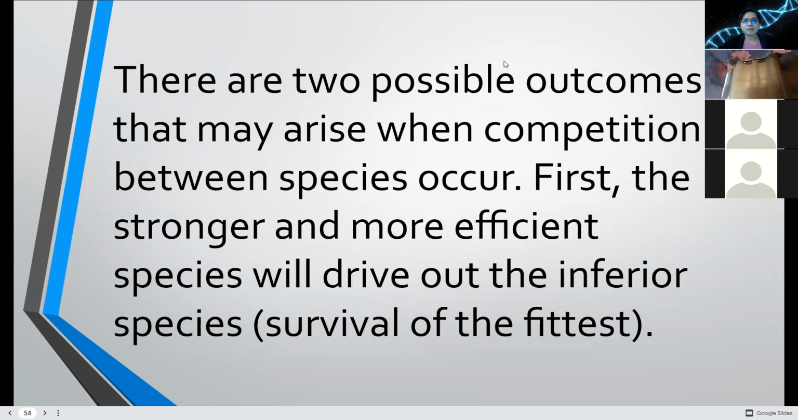There are two possible outcomes that may arise when competition between species occurs. First, the stronger and more efficient species will drive out the inferior species. That is actually survival of the fittest, the theory of natural selection. The survival of the strong, the elimination of the weak.